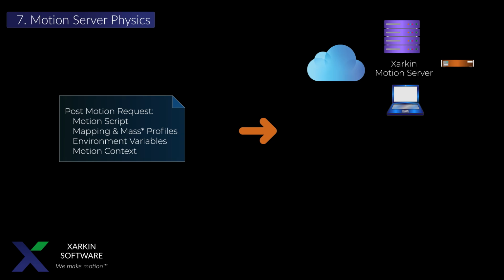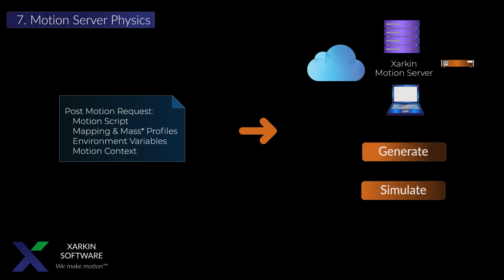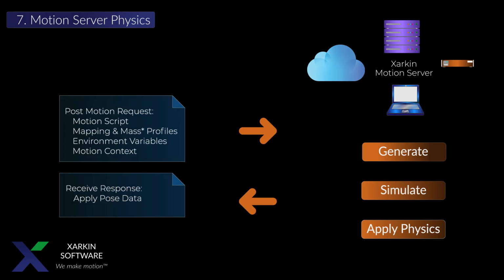Once the motion request is received, the motion server will generate the required motion. Next, this generated pose data will be processed through the simulator. This will identify the necessary corrections that need to be made for the specific character. Finally, using the simulator output, we will apply physics to the pose data, providing physically accurate motion with proper balance and surface contact. The Xarkin server sends the response containing the pose data back to the client application.